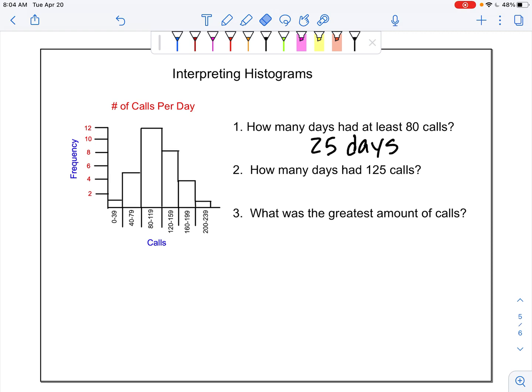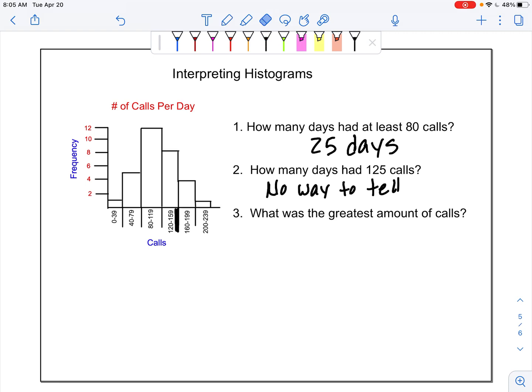So how many days had 125 calls? Well, 125 falls right in here. But again, I can't tell. There's not enough information on this histogram for me to know how many days received exactly 125 calls. All I know is that 125 falls within this range of 120 to 159. So I'm just going to say no way to tell because there's just no detail in that bar.